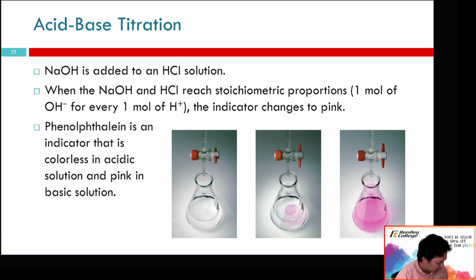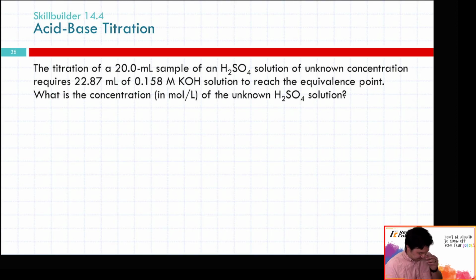Sodium hydroxide is added then to our HCl solution. When the sodium hydroxide and hydrochloric acid reach the stoichiometric proportions of 1 hydroxide for each H plus, the indicator changes to pink. Phenolphthalein is this pink indicator that we use. Because I'm a little red-green colorblind, there are other indicators that change at this point, but phenolphthalein is just the one that we use. The classic Gen Chem experiment.